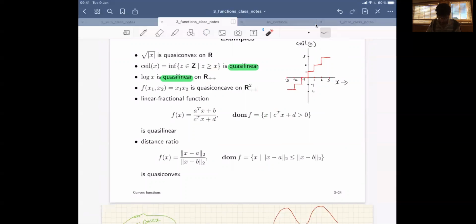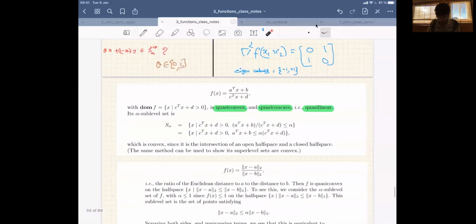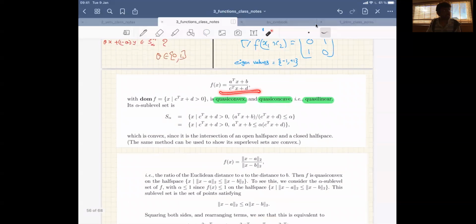Another one is the linear fractional function. Next is distance ratio. Just have a quick look. The linear fractional function will have this form. That is both quasi-convex and quasi-concave. So let's consider one case, the alpha sublevel set. We have to say that the function value f of x is less than or equal to alpha, right? So then pick all those x. That is the alpha sublevel set.